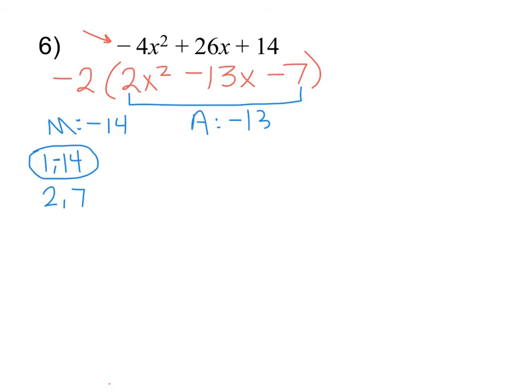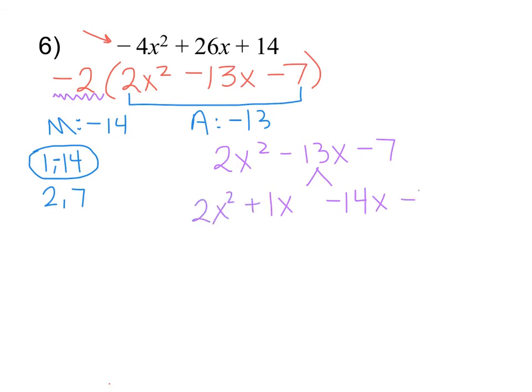So now, again, we're not going to forget about this negative 2. We'll remember that at the end, but first I'm going to rewrite 2x squared minus 13x minus 7. Let's factor that first. So I'm going to split up this middle term into 1x and a negative 14x. And I'm going to rewrite the 2x squared and the negative 7. I'm going to group these together.